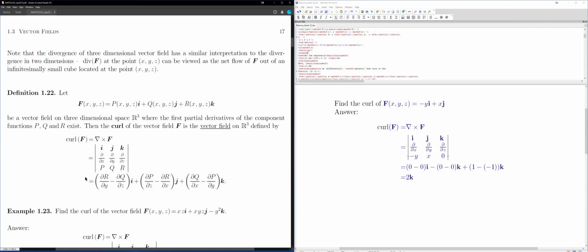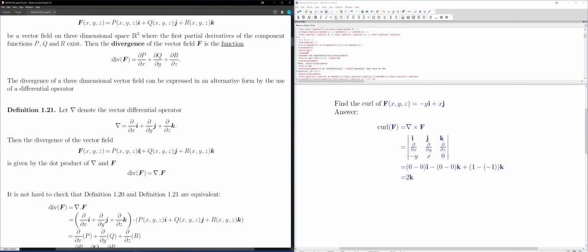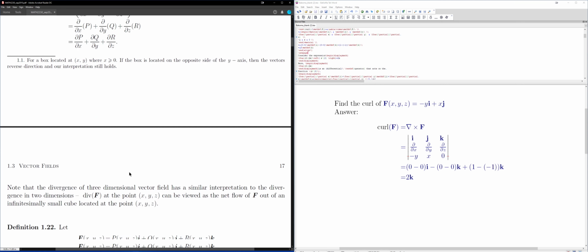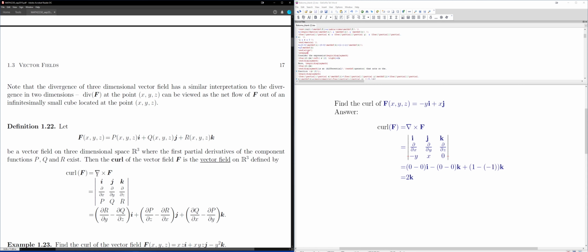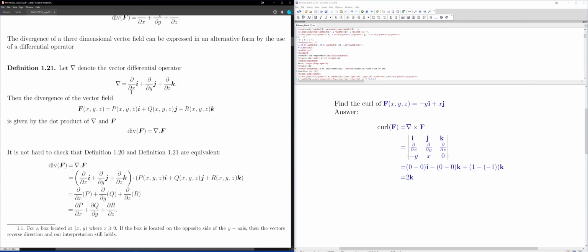Now, you can actually define curl just by using this, but this is not really the easiest thing to remember. It's much easier to just remember the shorthand notation. So one point about this vector differential operator, the del, is that you can define both the divergence and the curl in a shorthand way using it. That's probably one of the main reasons that you want to use it, right?